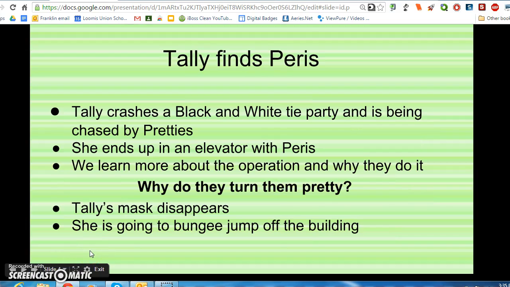Today we found out that Tally actually finds Paris when she crashes the black and white tie party. She gets chased by the pretties. They're trying to chase her down because she looks like a pig. And she ends up in the elevator with Paris. We learned a lot more about what the operation did and why they do it.